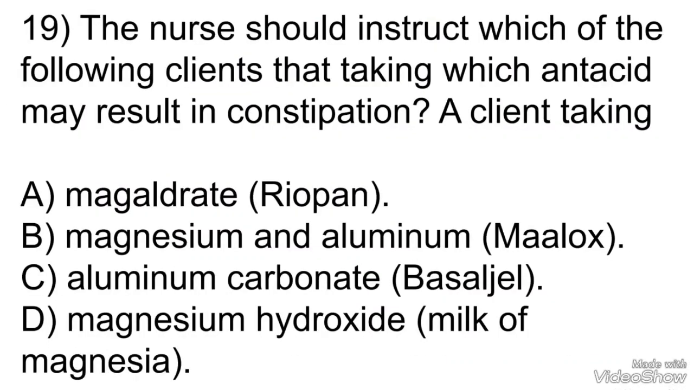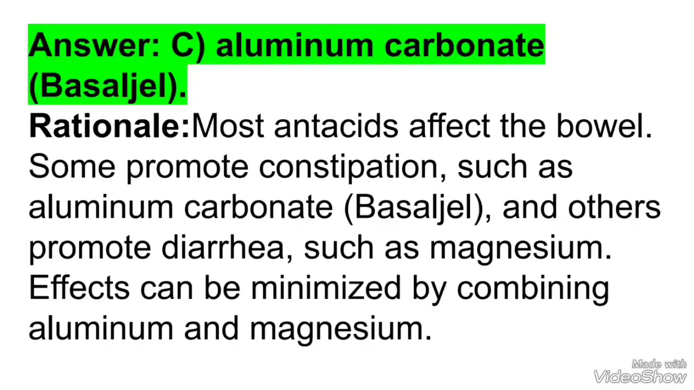19. The nurse should instruct which of the following clients that taking which antacid may result in constipation. A client taking A. Magaldrate. B. Magnesium and aluminum. C. Aluminum carbonate. D. Magnesium hydroxide. Answer. C. Aluminum carbonate. Rationale.